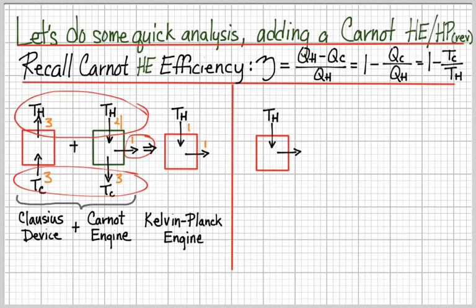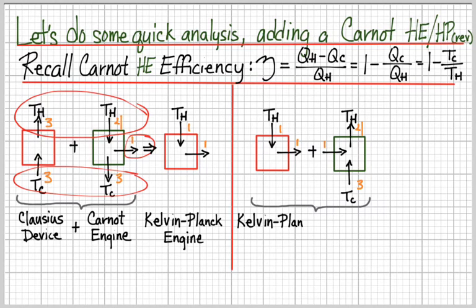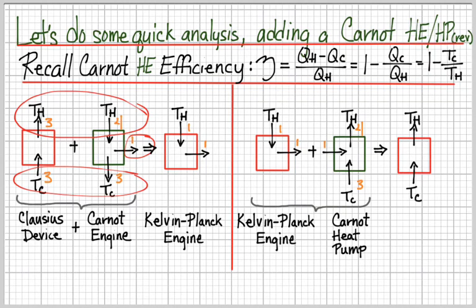Let's flip that around. I'm going to take a Kelvin Planck engine and combine it with a Carnot heat pump. So there's my Kelvin Planck engine on the left. I get 1 unit in, 1 unit of work out. There's my heat pump where I put 1 unit of energy in and I move heat from a cold to a hot reservoir. Do the math again, start adding these guys together, and I am creating a Clausius device.